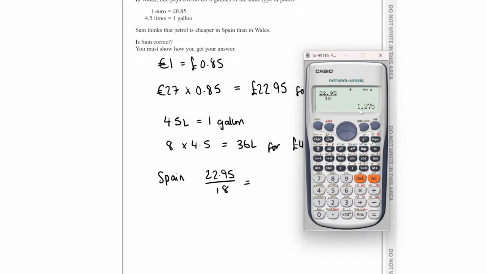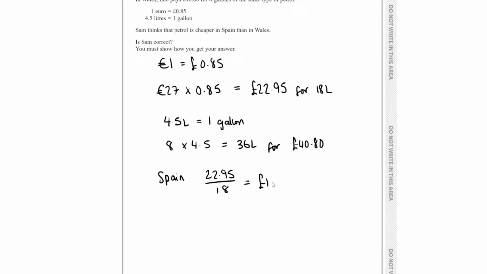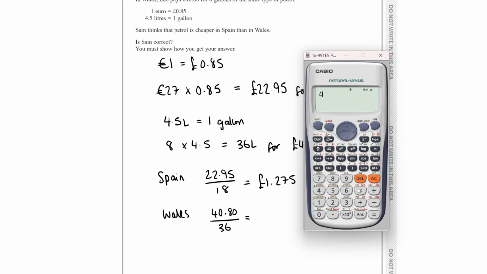So in Spain it costs £1.27, technically 0.51, I'm going to put all the decimals just for detail. So that's per litre, isn't it? And then Wales, to find out how much it costs for 1 litre, £40.80 divided by 36 litres gives me £1.13 effectively.